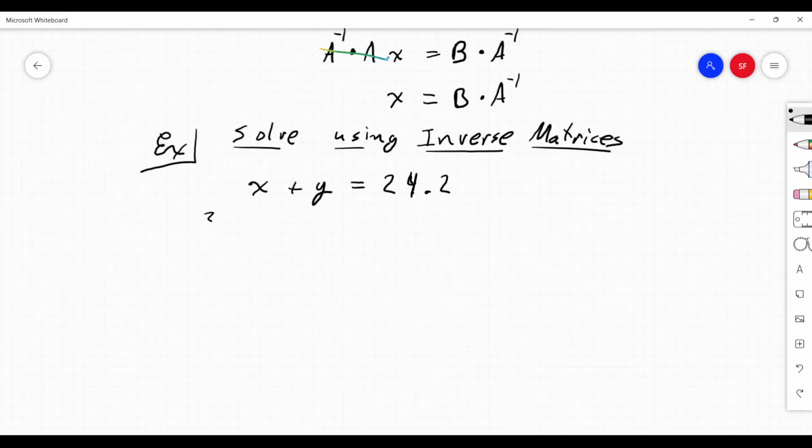Wait, why did you put x? Oh, okay. 5x plus 3.5y equals 88.05. So that's the system we're going to solve.